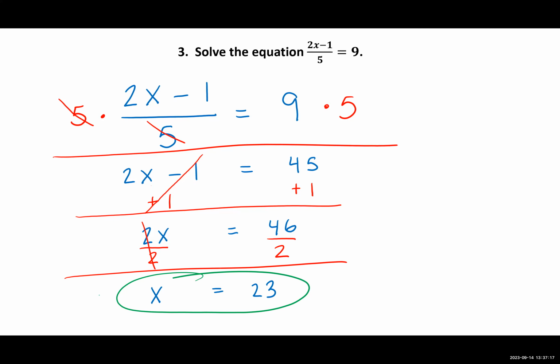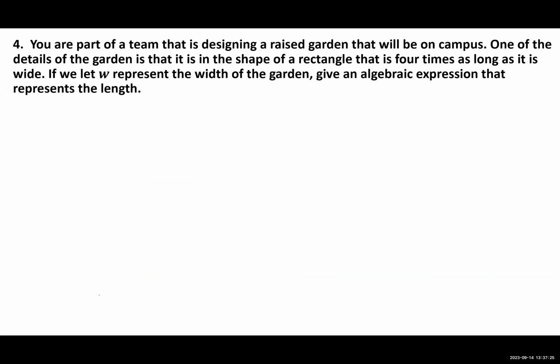The next 2 problems are word problems, and we're not solving them. So this next problem, you're part of a team that is designing a raised garden that will be on campus. One of the details of the garden is that it is in the shape of a rectangle that is 4 times as long as it is wide. If we let W represent the width of the garden, give an algebraic expression that represents the length.